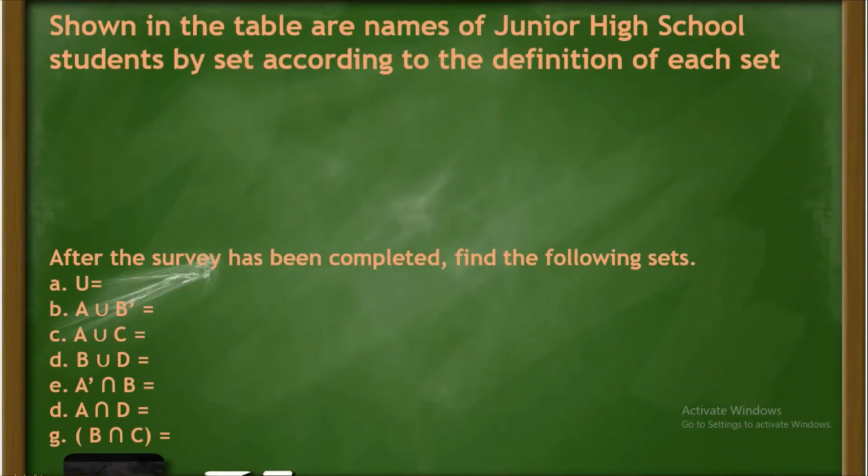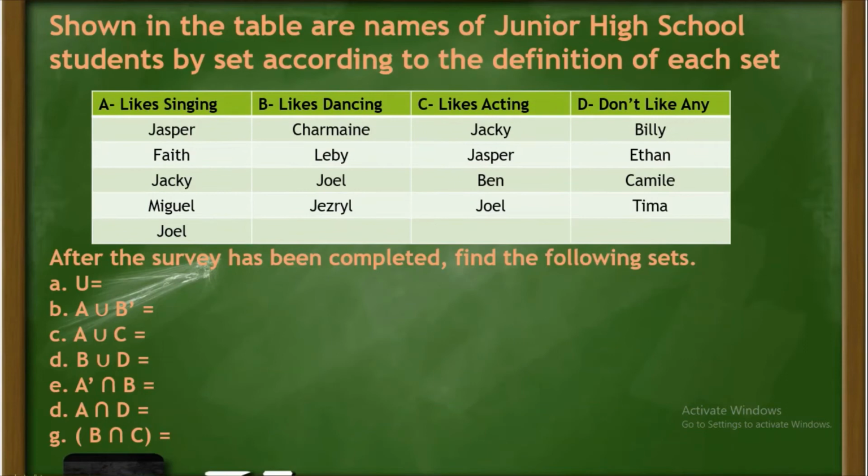As shown in the table are names of junior high school students by set according to the definition of each set. So we have here the table. For set A, we have the junior high school students who like singing. We have Jasper, Faith, Chucky, Miguel, and Joel. For set B, we have the students who like dancing. We have Charmaine, Lebby, Joel, Gisrel. For set C, we have the students who like acting. We have Chucky, Jasper, Ben, and Joel. And for set D, we have students who don't like any. We have Billy, Ethan, Camille, and Tina.